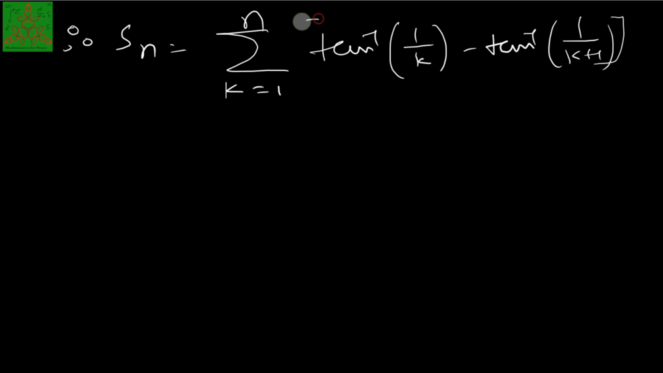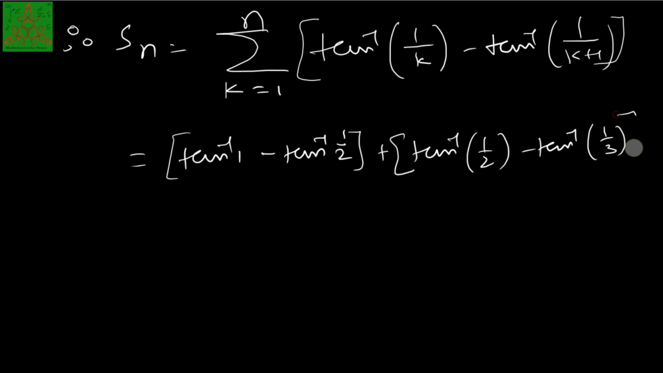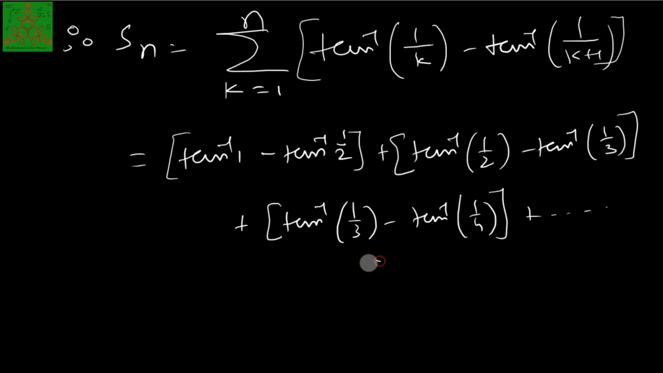And if you expand this summation by putting in the values, if I put k equal to 1, the first term is tan inverse of 1 minus tan inverse of 1 by 2, plus tan inverse of 1 by 2 minus tan inverse of 1 by 3. If I put k equal to 2, we get tan inverse of 1 by 3 minus tan inverse of 1 by 4, and so on. The last term is tan inverse of 1 by n minus tan inverse of 1 by n plus 1.